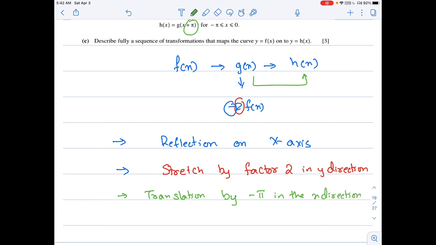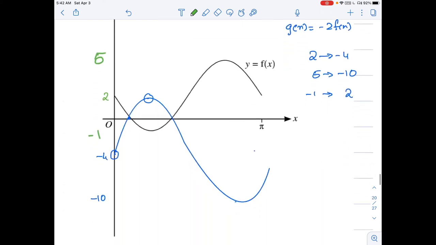There is no movement in the y direction, so you can write it out as a translation of minus pi in the x direction. You can write it in the form of a vector, or you can leave it as it is. So this is going to be a 3 marks question, so I have to write 3 points. Minus means reflection on the x-axis. 2 means stretch by a factor of 2 in the y direction, and plus pi is there, so you should do minus pi. So translation by minus pi in the x direction. That's going to be the answer.